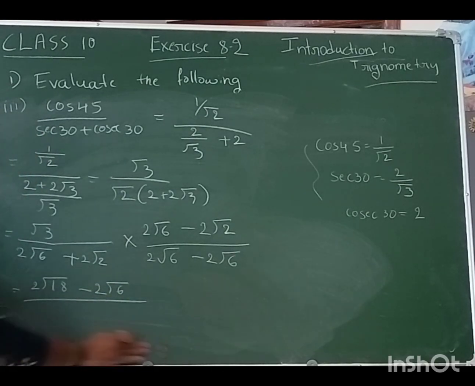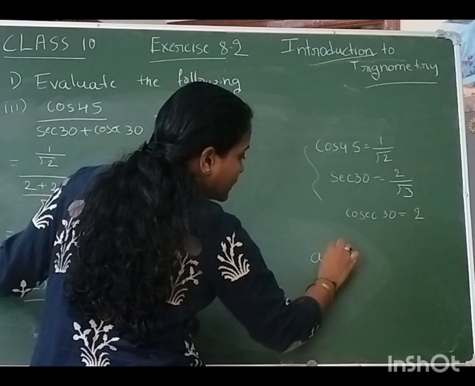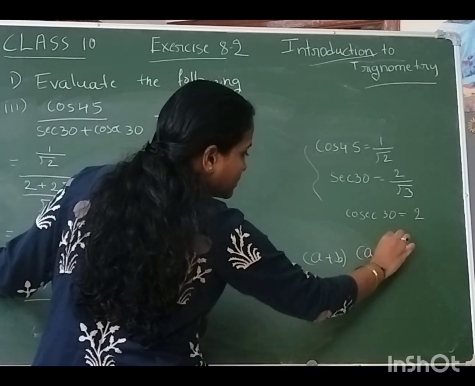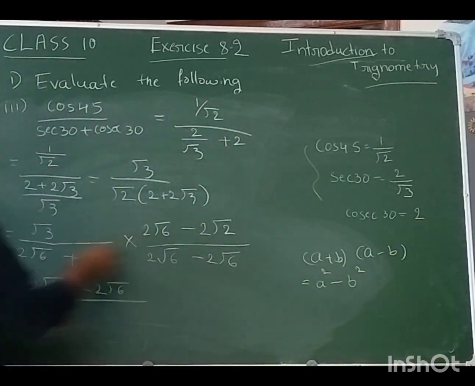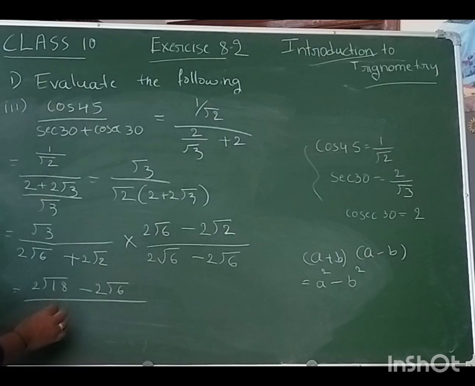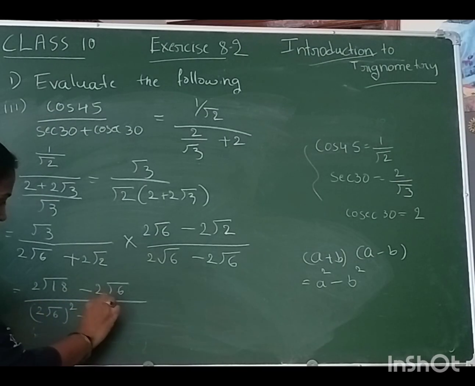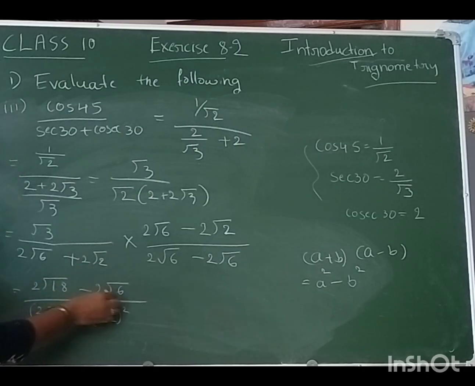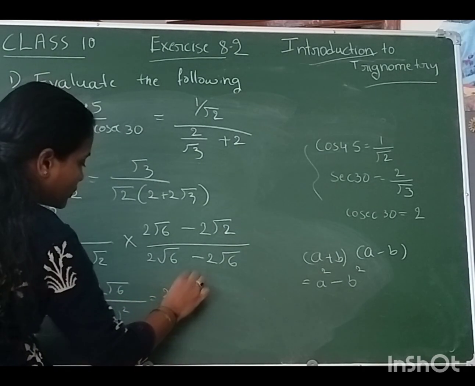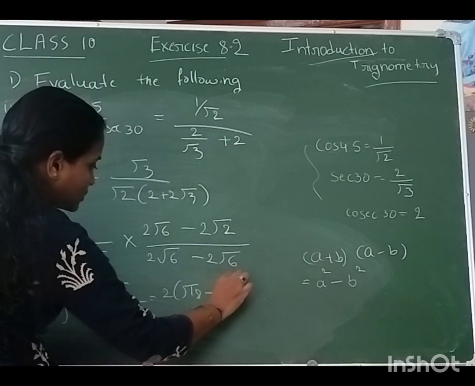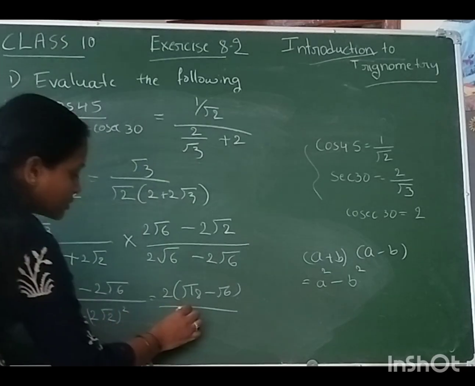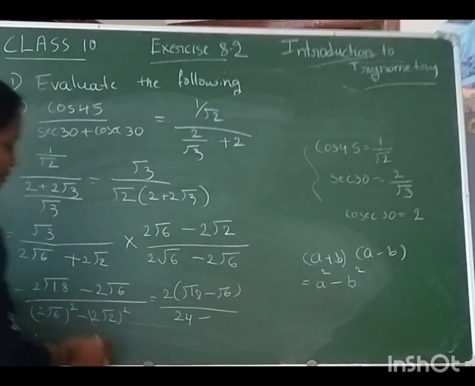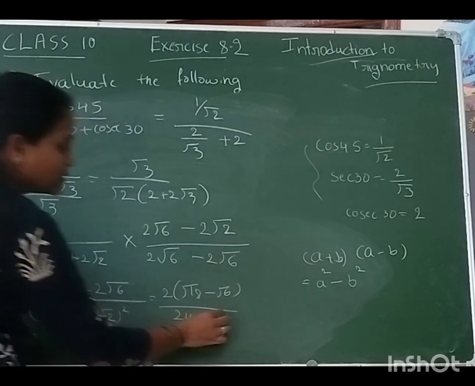So the denominator is in the form of a plus b into a minus b, which is equal to a square minus b square. We'll use this identity for the denominator. So it will become 2 root 6 whole square minus 2 root 2 whole square. So 2 is common in the numerator, we'll take it outside. So 2 into root 18 minus root 6 divided by 2 root 6 square, which is 24, minus 8.